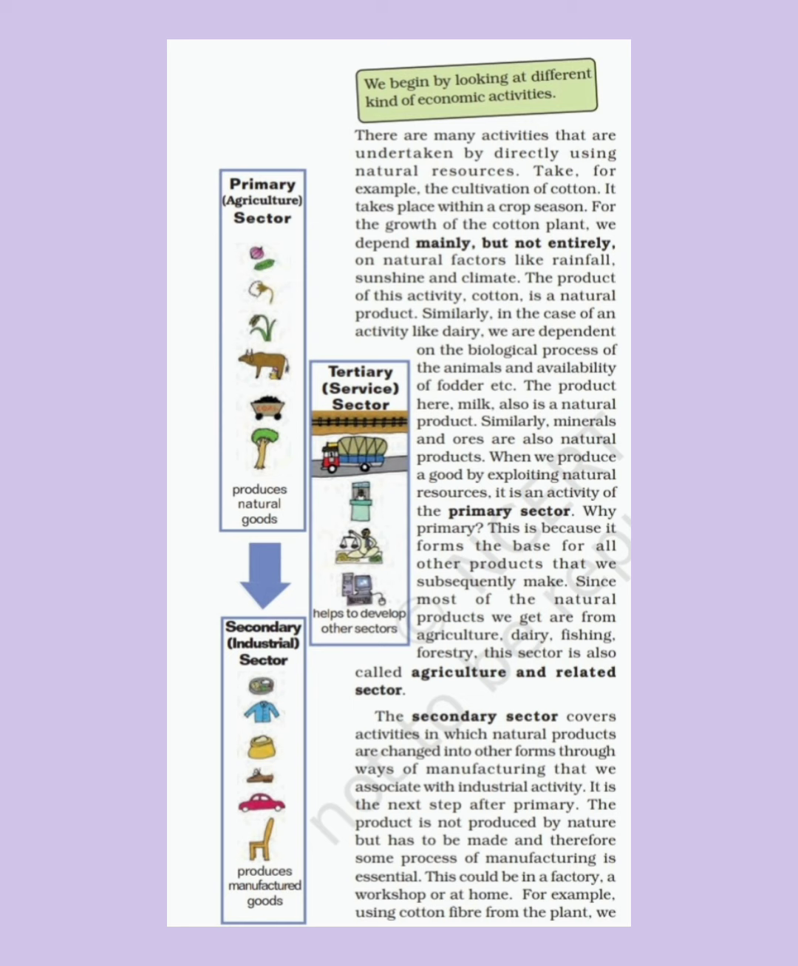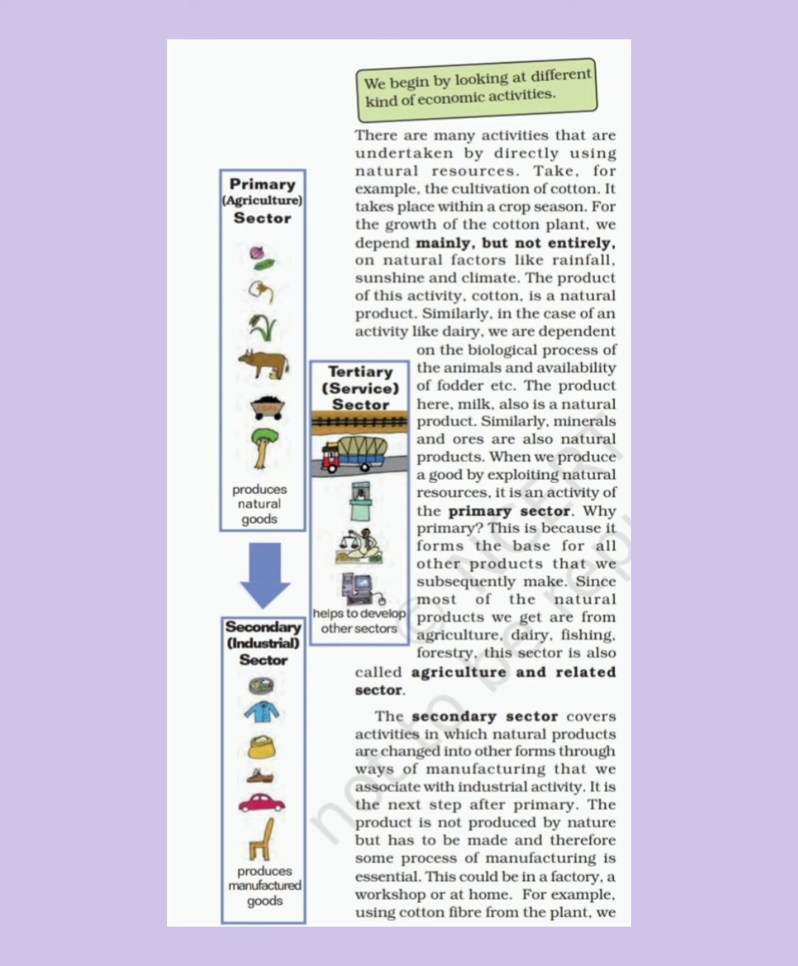Now, very importantly, the natural products that we get from agriculture, or from dairy, or from fishing, forestry. So, this sector is also called the agriculture and related sector, because most of the products that we get are from agriculture, dairy, fishing, and forestry. That is why, again, I am repeating that the primary sector is also known as the agriculture and related sector.